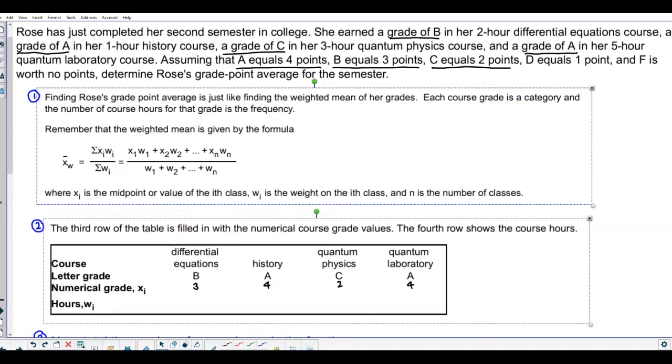Okay, now we need to look at the hours. So what were the hours for the grade of B in differential equations? Well, that was 2 hours. So we're going to have 2 down here. And then for the history course, it was a 1-hour history course, so that's 1. For quantum physics, it was a 3-hour. And then for the quantum laboratory course, it was a 5-hour. So now what we've done is create a chart to give us a nice table to be able to reference what we're looking at.